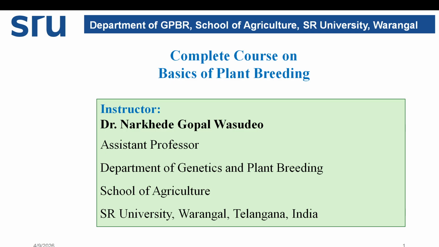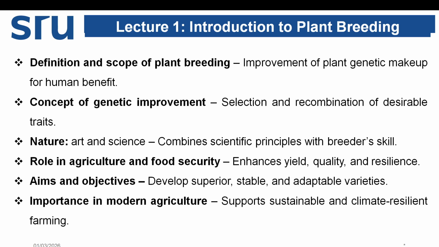So, I have divided this complete course on basics of plant breeding into a total of 20 lectures, which will start from Introduction to Plant Breeding till Intellectual Property Rights in Agriculture. Right? So here we will see a quick overview of the different topics we will cover. As I told you, lecture 1 is Introduction to Plant Breeding.